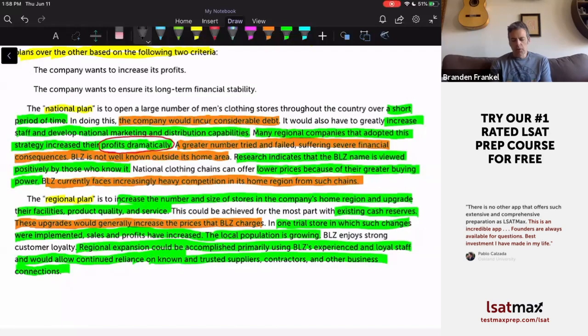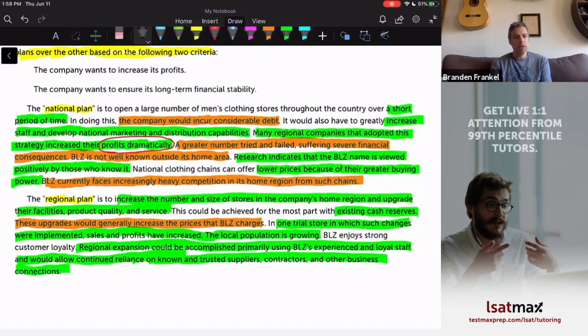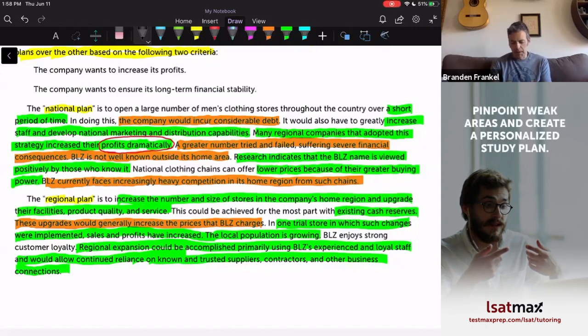Even though a greater number have tried and failed, and obviously they are not making profits if they're trying and failing, we know how to do this. And a lot of those other companies probably expanded beyond their time, but we are well known within our market, and it is time for a company like ours to expand.